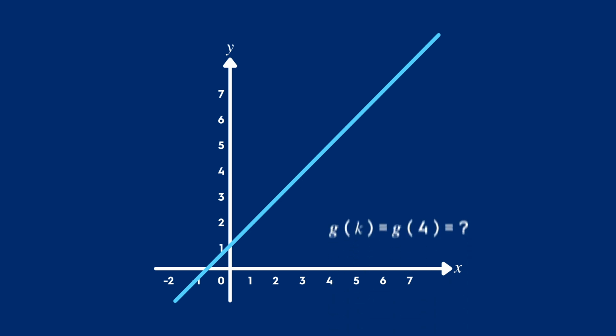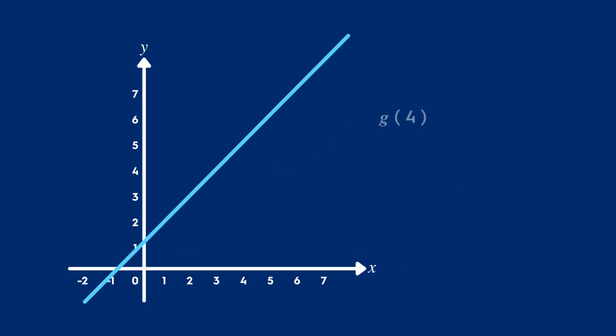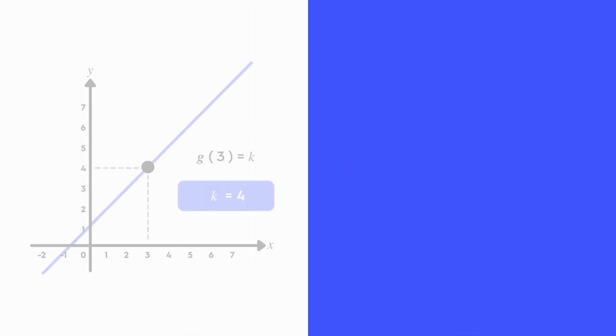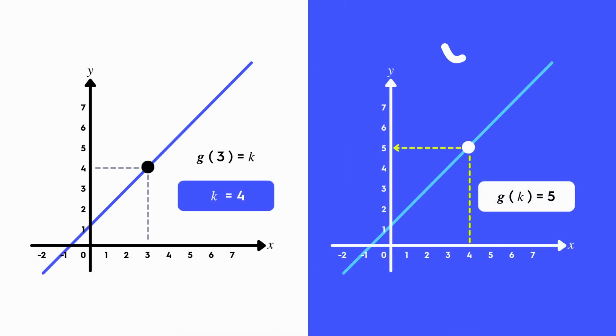Step 2. Substitute it back in. Now, the question becomes, what is g of 4? Looking at the graph, when x equals 4, y equals 5, so g of k is 5. Always reread the question. Many SAT errors happen when students stop after finding k instead of finishing the job.